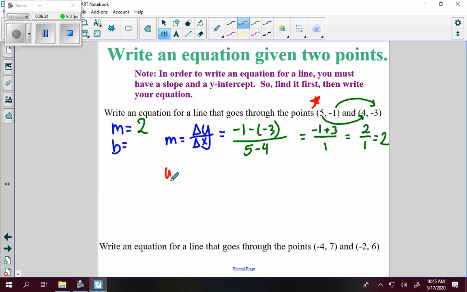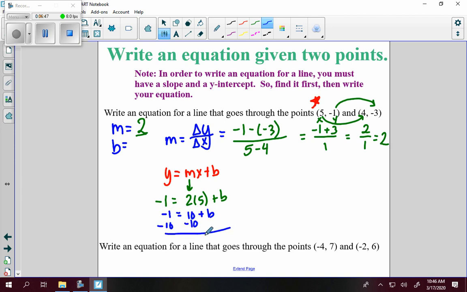So I'm going to go y equals mx plus b. My slope is 2. My x is 5, and my y is -1. And then I have to solve for b. So -1 equals 10 plus b. And when I subtract 10, I get b equals -11.